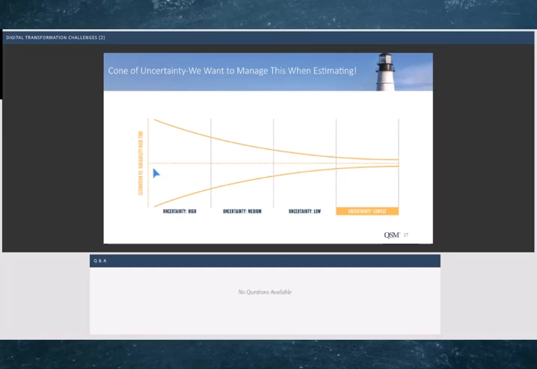So don't let anybody lie to you. Early on, if someone's giving you an estimate and they're saying it's going to finish in a certain amount of time within a certain budget, they better be taking into account the uncertainty. And that's what the QSM models and tools do.